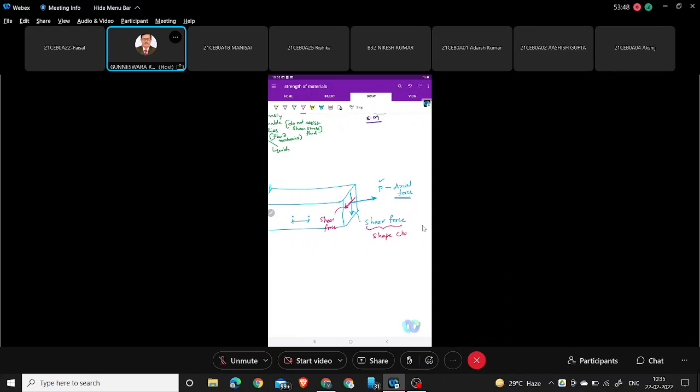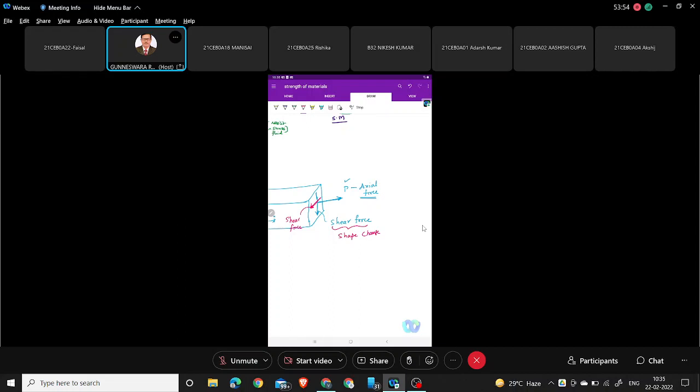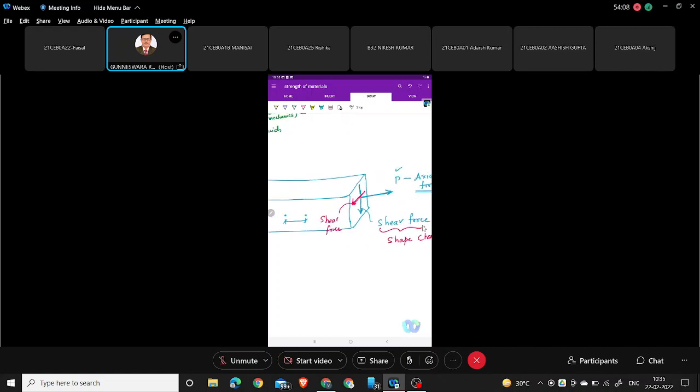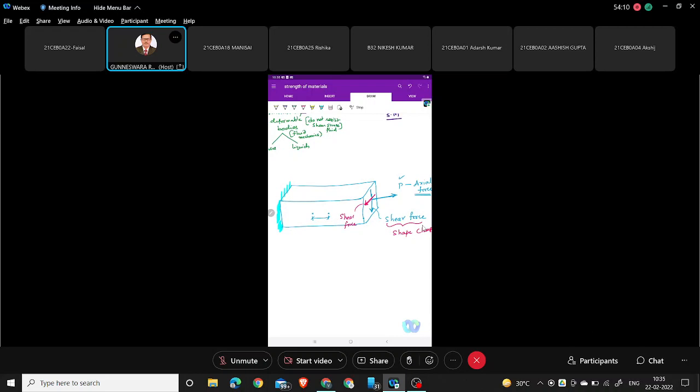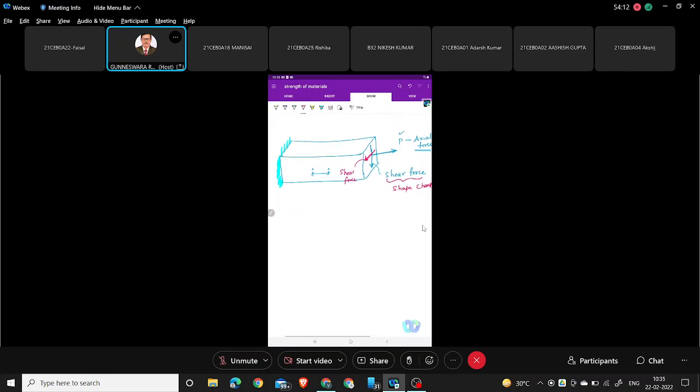This shear force, roughly, changes the shape. Shape change. Shear force changes the shape. Axial force causes elongation, that is extension, or compression. Compression means decrease in the length. Okay, so these are the two forces. Let me put the same body again, and let me tell you the action of the other forces.